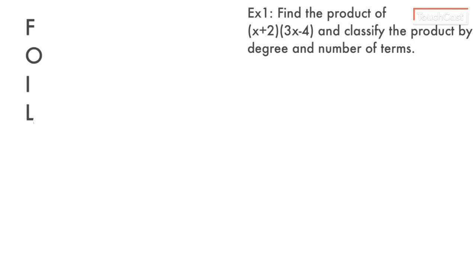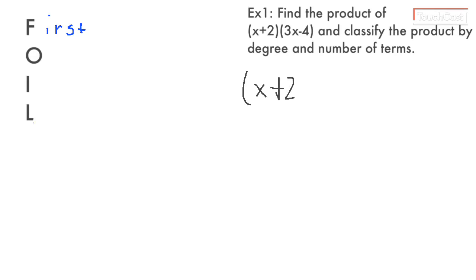It's an acronym. If we have two binomial expressions, we'll use this example 1 over here to talk through it as we're working through this FOIL process. The F means we're going to first multiply the first terms of each binomial. So let's set this first example up. We're going to take x plus 2 times 3x plus 4. I'm going to rewrite the problem.